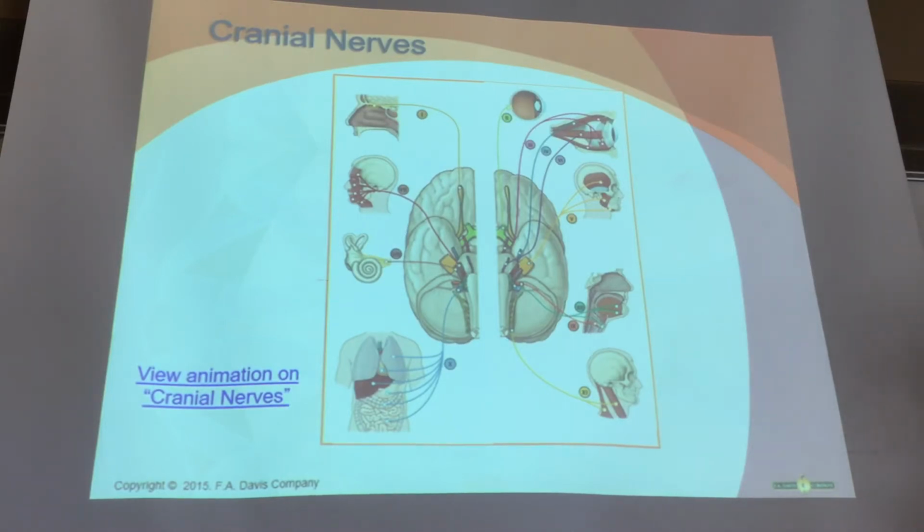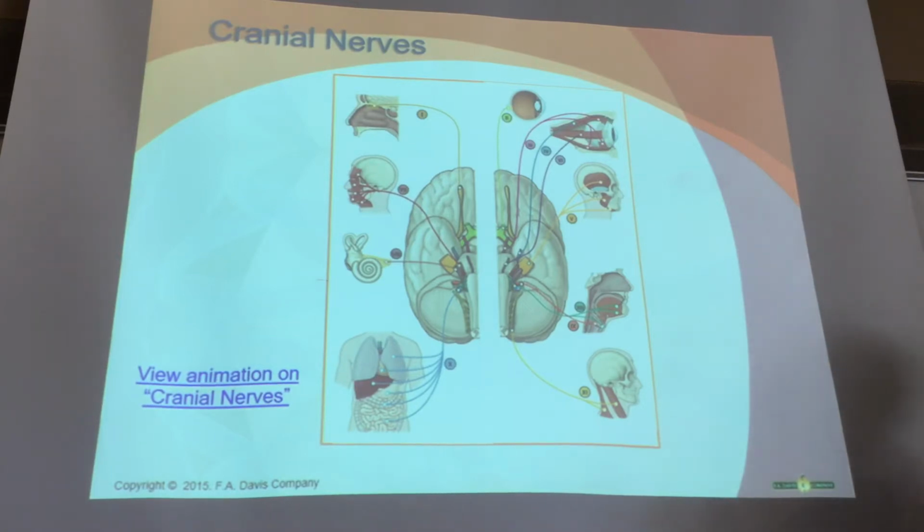Respiratory. It also controls digestive and a bunch of things. Biggie though is the heart. This is your heart rate. Vagus is your heart, digestion, respiratory, and so on.